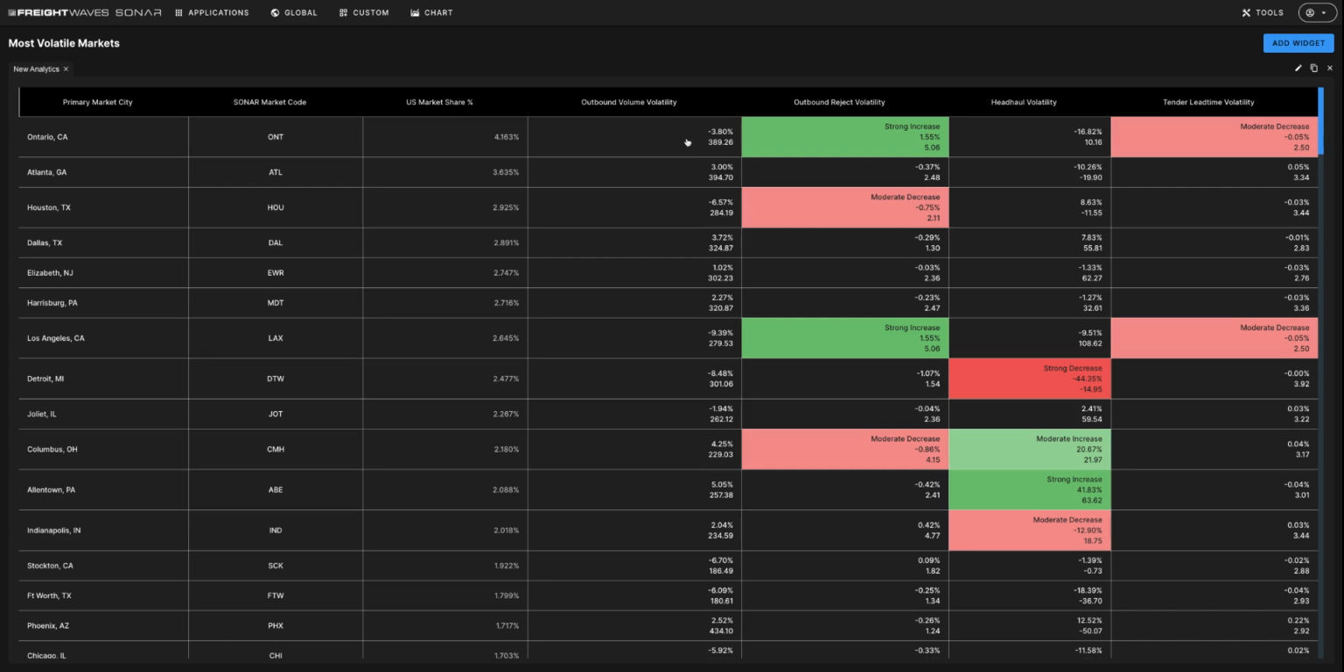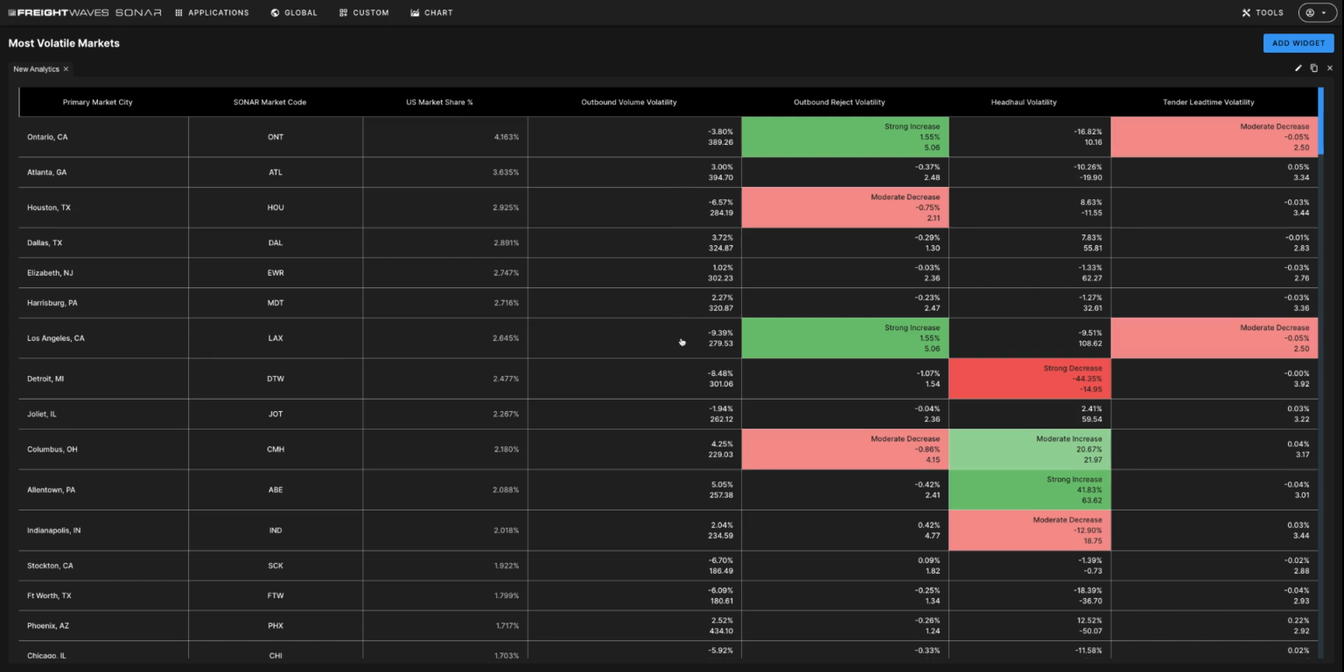The next column is going to be the outbound volume volatility. So this bottom value is going to be the indexed value for the current value for that market. So Ontario, California makes up 389 basis points of the whole US volumes right now. And then that top number is going to be the week over week change, so negative 3.8%. So there's less volume coming out this week from Ontario than there was last week.